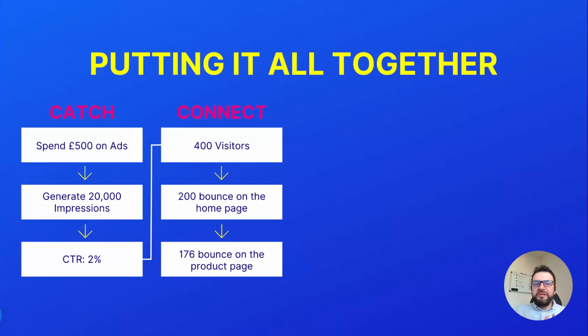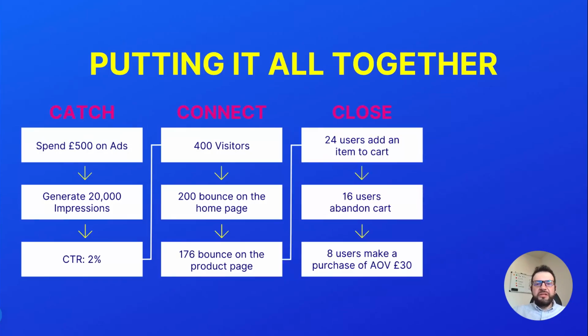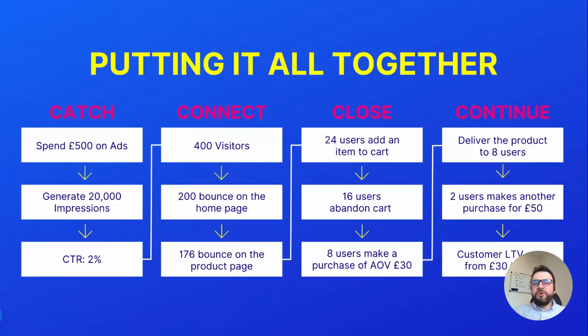And then they look at your product page, you get another 176 people bounce, they're gone. And then you get people adding to cart. And then you're in the close stage. In the close stage, you're left with 24 users, and they've added an item to the cart. So that sounds good. They add an item to the cart, but this is where it's a high percentage drop out, for whatever reason, what I explained earlier. Something they don't like, shipping cost, something happens, they drop out. 16 users drop out. You're left with 8 users who make a purchase of an average order value of £30.